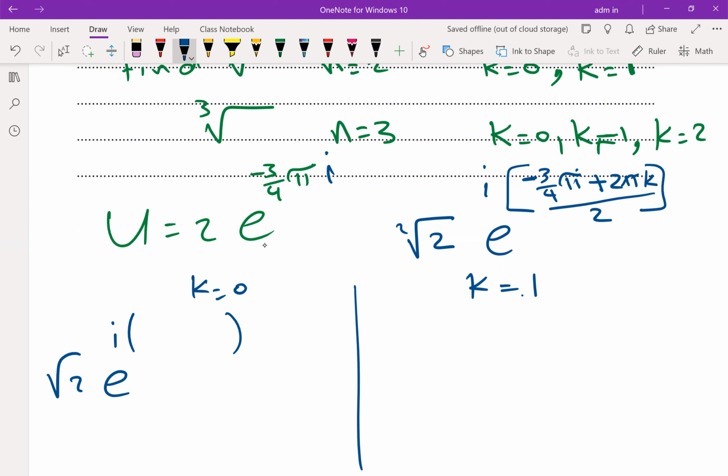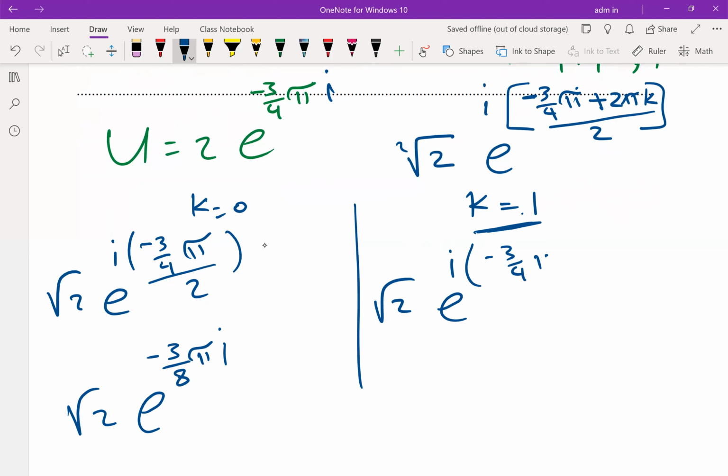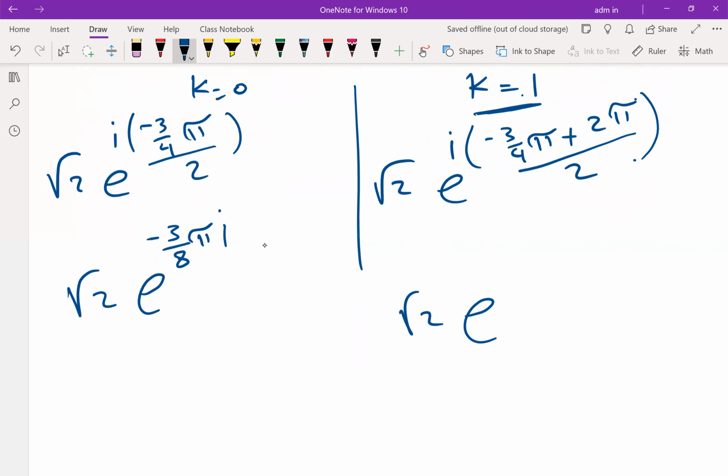If k is 0, the first root will be square root of 2, e to the power of i, remove k and write 0, will be negative 3 over 4 pi, all divided by 2. You can simplify more: square root of 2 e to the power of negative 3/8 pi i. And when k is equal to 1, so the square root of 2 e to the power of i times negative 3/4 pi plus, remove k and write 1, will be 2 pi, all divided by 2. Try to simplify.